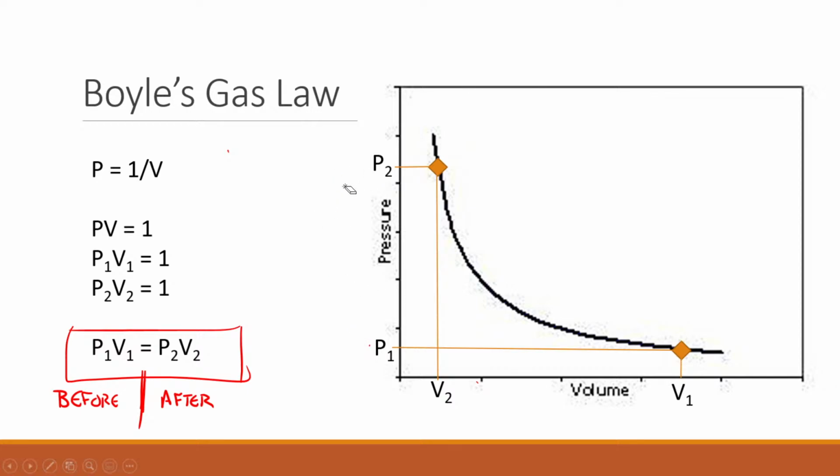If I look at it the other way, if I have a small container and I make it bigger, I let the gas expand, the gas will hit the walls of the container less frequently. Right? This is an inverse relationship. As one goes up, the other goes down.